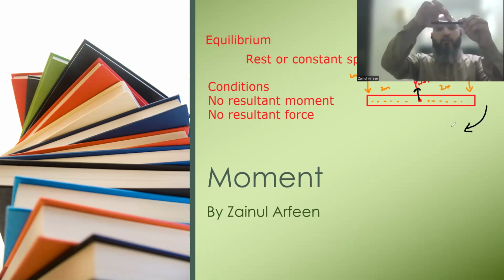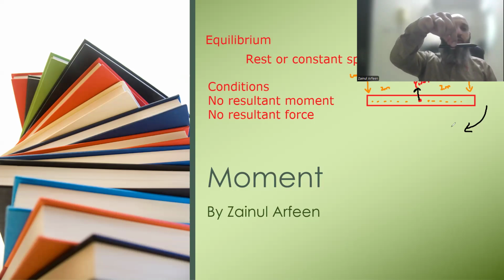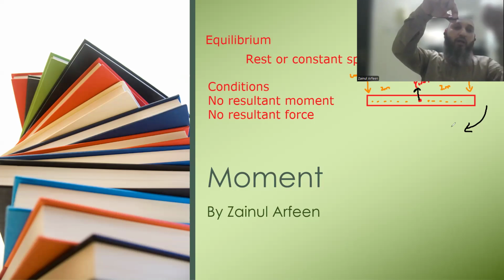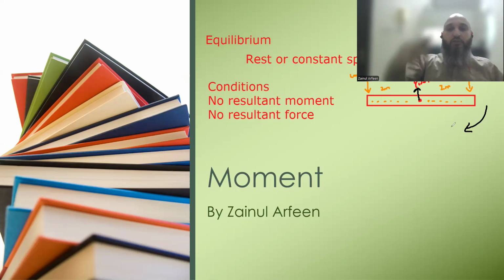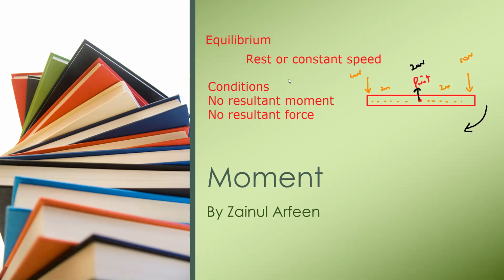And what about the other one? I'll hold it from the pivot and I will apply a downward force. So when I apply a downward force, what does it cause? It will cause an anti-clockwise turning effect. So this is causing an anti-clockwise turning effect, and the other is causing a clockwise turning effect.